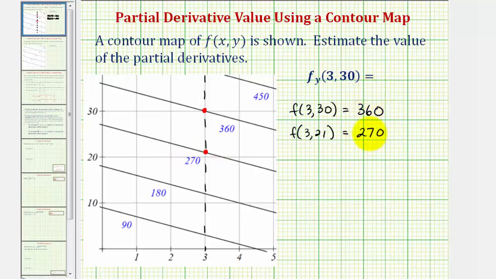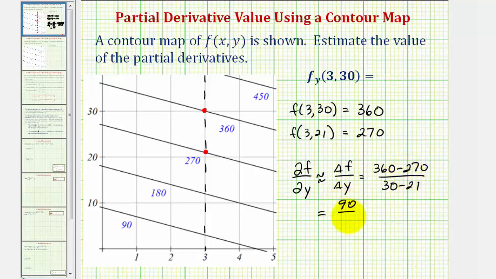And now we can use this information to find the slope of the secant line to make our approximation for this partial derivative. Partial of f with respect to y will be approximately equal to the change in f divided by the change of y of this secant line. So the change of f would be 360 minus 270, and the change of y would be 30 minus 21, which equals 90 divided by 9, which equals 10. So our approximation for the partial of f with respect to y would be approximately 10.